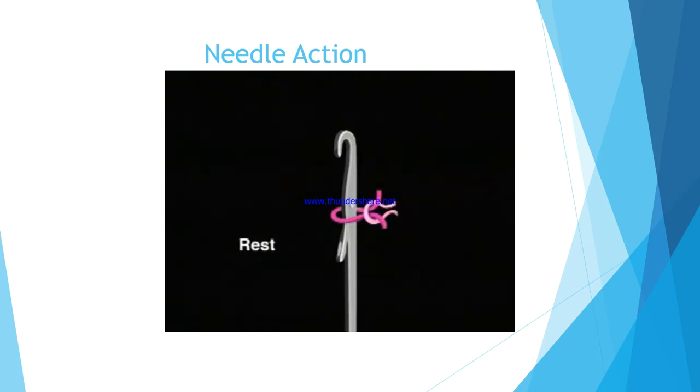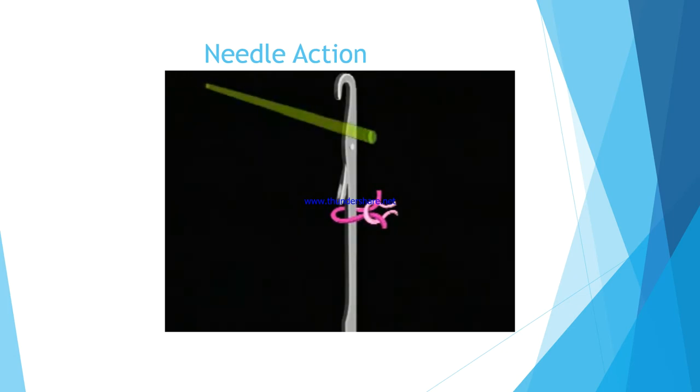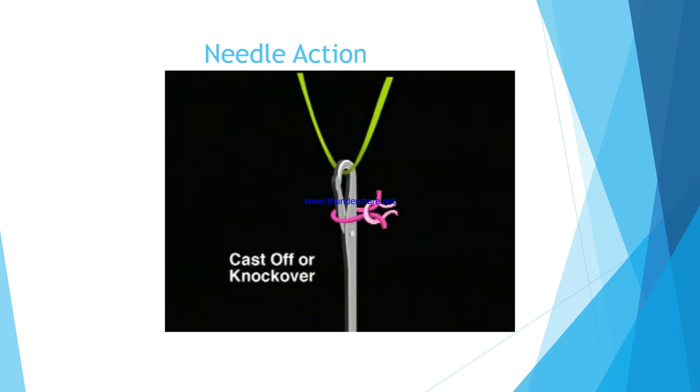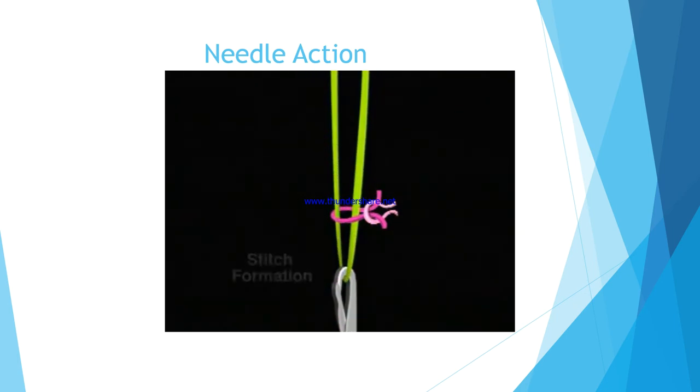At rest, or running position, a knit loop rests above or on the latch. As the needle moves up, the old loop, already formed, drops below and clears the latch. As the needle moves down, it receives the new yarn to begin forming a new stitch. The latch is knocked over by the old loop, and this old loop is cast off. The needle moves further down to fully form and complete the new stitch.